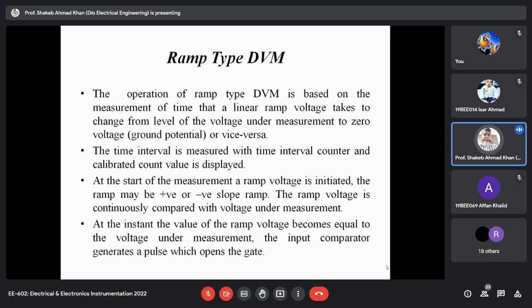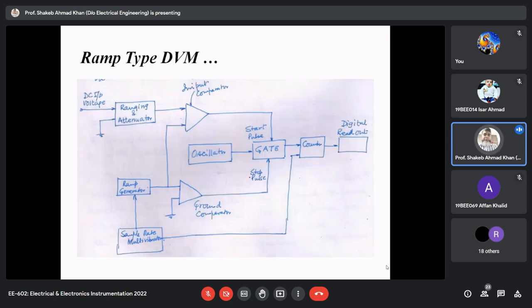Anyway, these are the details for you, but I'm coming to this diagram. You can see that it has two comparators. I think you must be aware of the comparator.